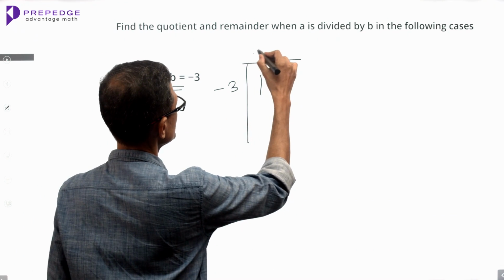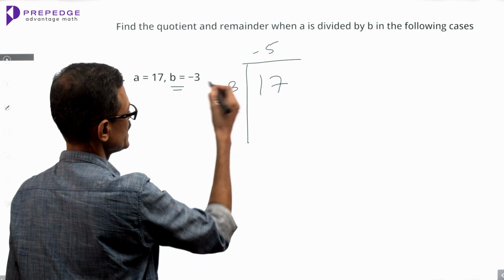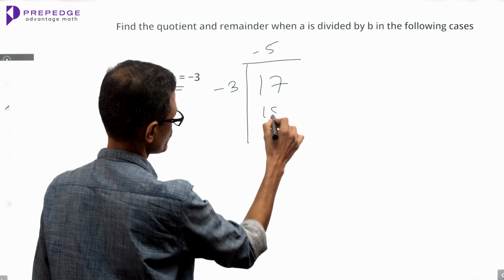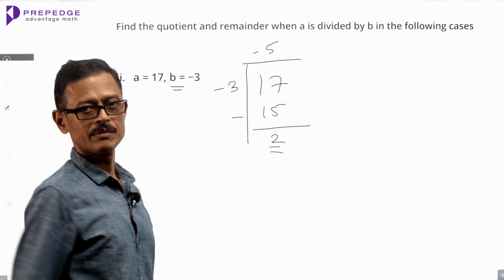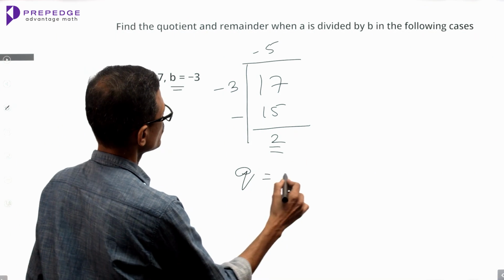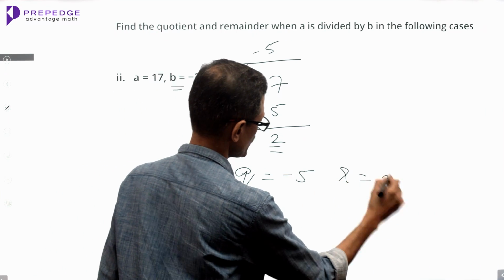So take the quotient to be equal to -5. -5 into -3 will essentially make it as +15. இப்போ இதை சப்ட்ராக்ட் பண்றோம். இதை subtract பண்ணோம்னா we'll get 2 as the remainder. So what is the quotient in this case? Quotient is -5, remainder is equal to 2.